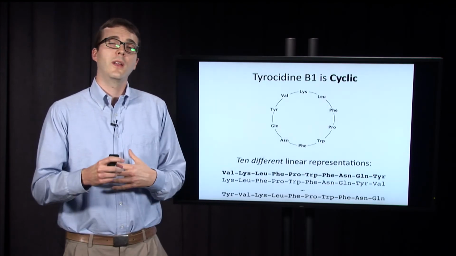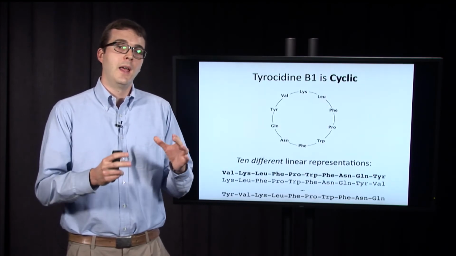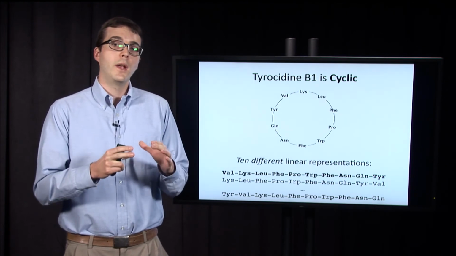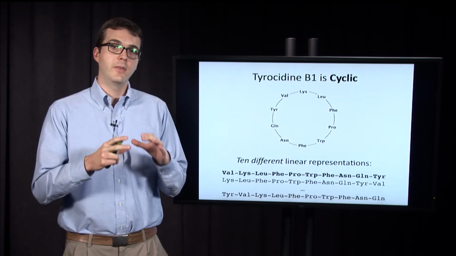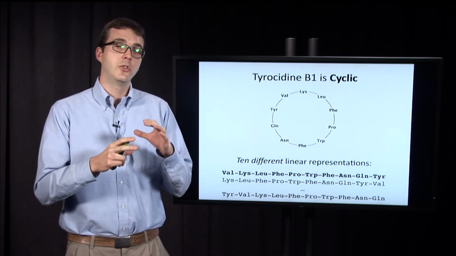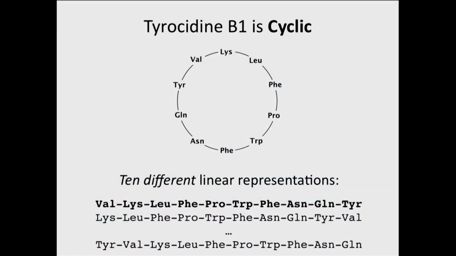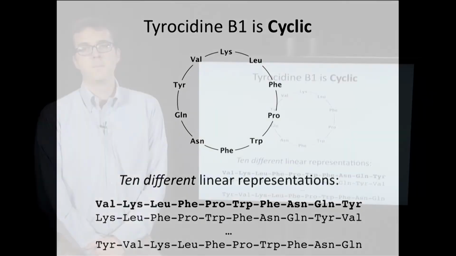We also have this additional fact that the tyrosine B1 peptide, like many peptides of its kind, is actually cyclic. So rather than just the one linear representation as a string of 10 amino acids that I've given you, we get 10 different representations depending on where we start on the string. So if we start at valine, we get one representation. If we start at lysine, we get a completely different one.